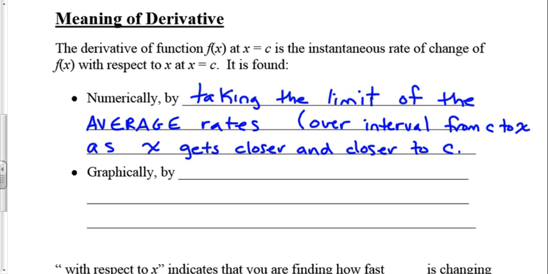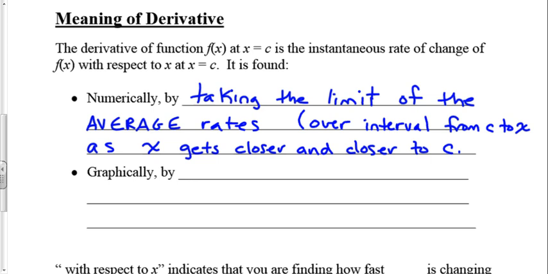So for example, we were asked in class to talk about the instantaneous rate of change of our function d at time equals 1. So we looked at the average rate, or the slope, between 1 and 1.1, between 1 and 1.01, between 1 and 1.001, between 1 and 1.000001, etc. So we're trying to get 1 and that second number we're using to be as close to being the same number as possible.